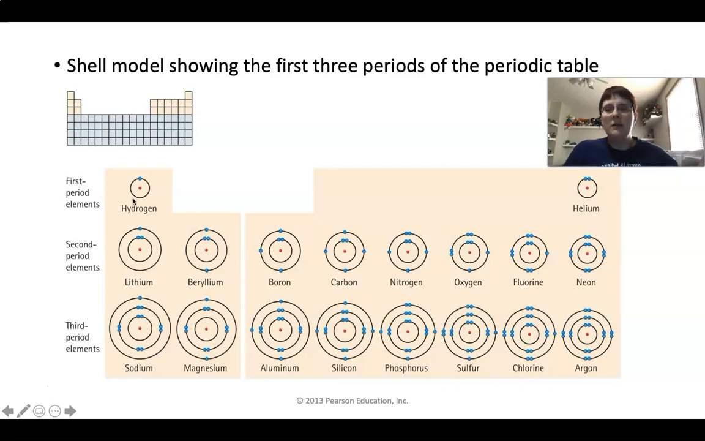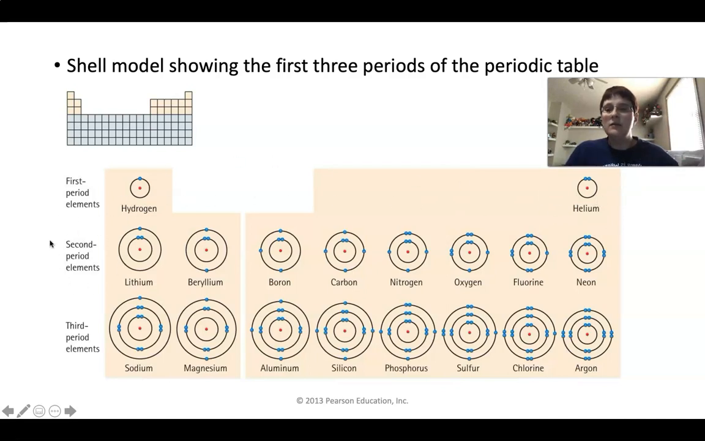The first period elements are just hydrogen and helium. A neutral hydrogen has 1 proton and 1 electron, and that 1 electron goes in that first level. A neutral helium is going to have 2 protons and 2 electrons. And the maximum number that can go into shell 1, if you look back, is 2. So that gives us shell 1.